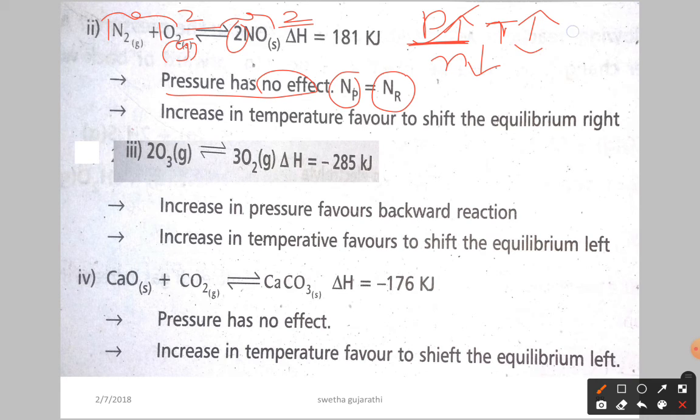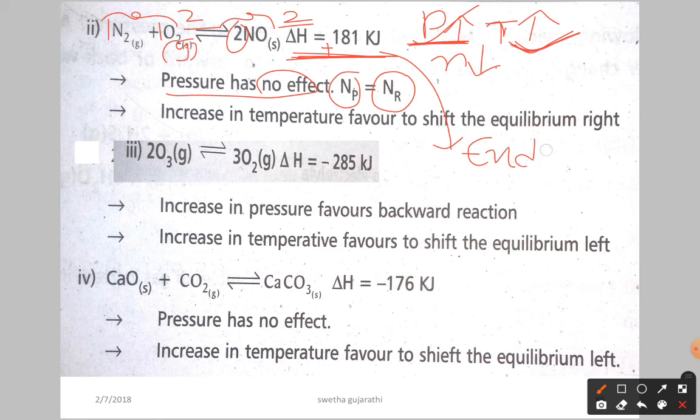Let us discuss the temperature effect. Now temperature is going to be increased. For that you have to see the delta H symbol. Here we have the plus symbol, so delta H is positive. Delta H is positive means what? It indicates an endothermic reaction.